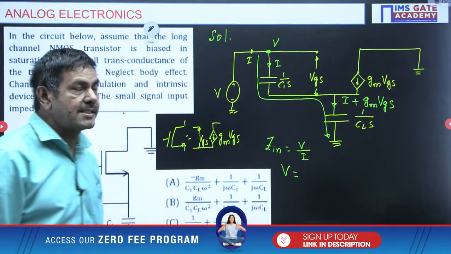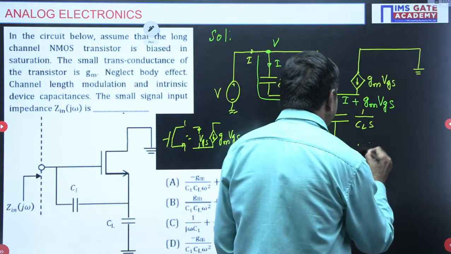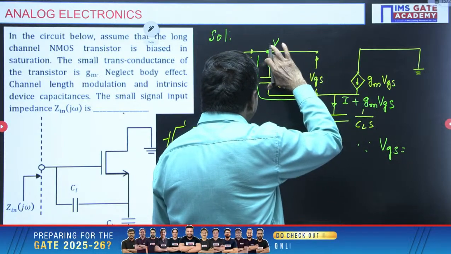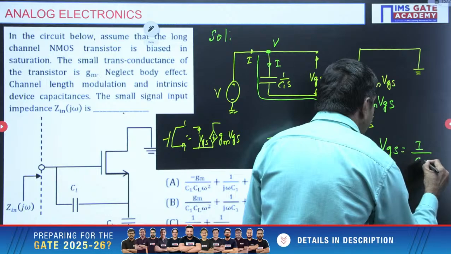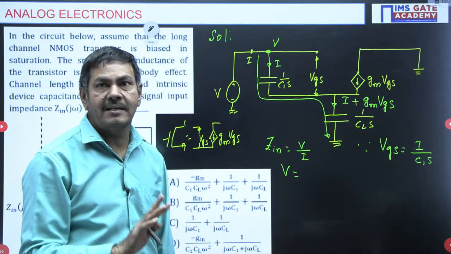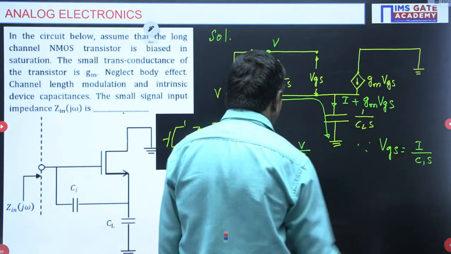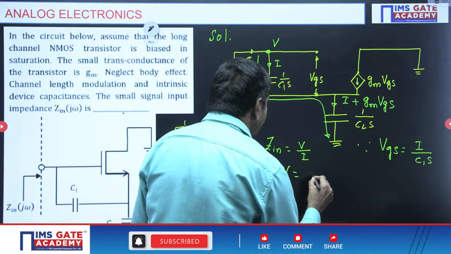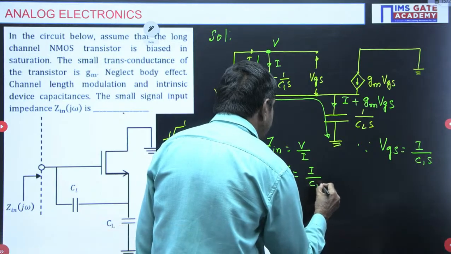VGS is nothing but, as they are in parallel, the same voltage: I by C1S. Current into capacitor reactance, current into 1 by C1S. On this side, the voltage drop is I by C1S.